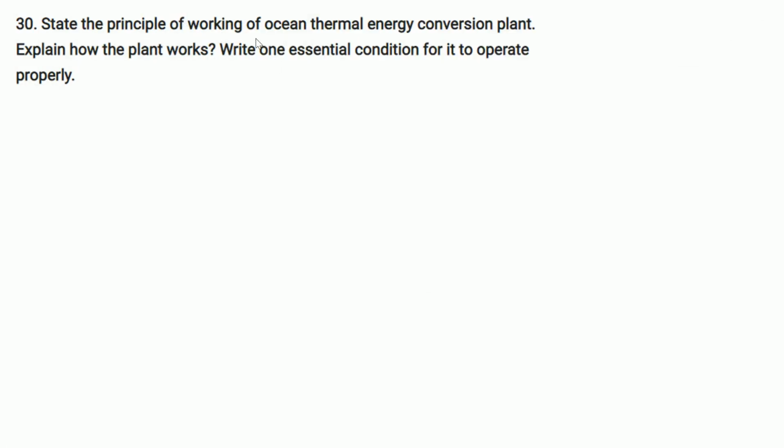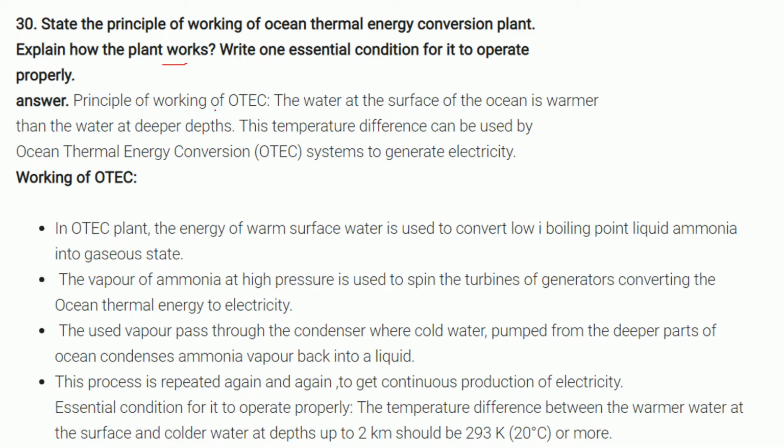State the principle of working of an ocean thermal energy conversion plant. Explain how the plant works. Write one essential condition for it to operate properly. So the principle of working of this OTEC, ocean thermal energy conversion: the water at the surface of the ocean is warmer than the water at the deeper depths, right? So the temperature difference can be used by an ocean thermal energy conversion system to generate electricity.